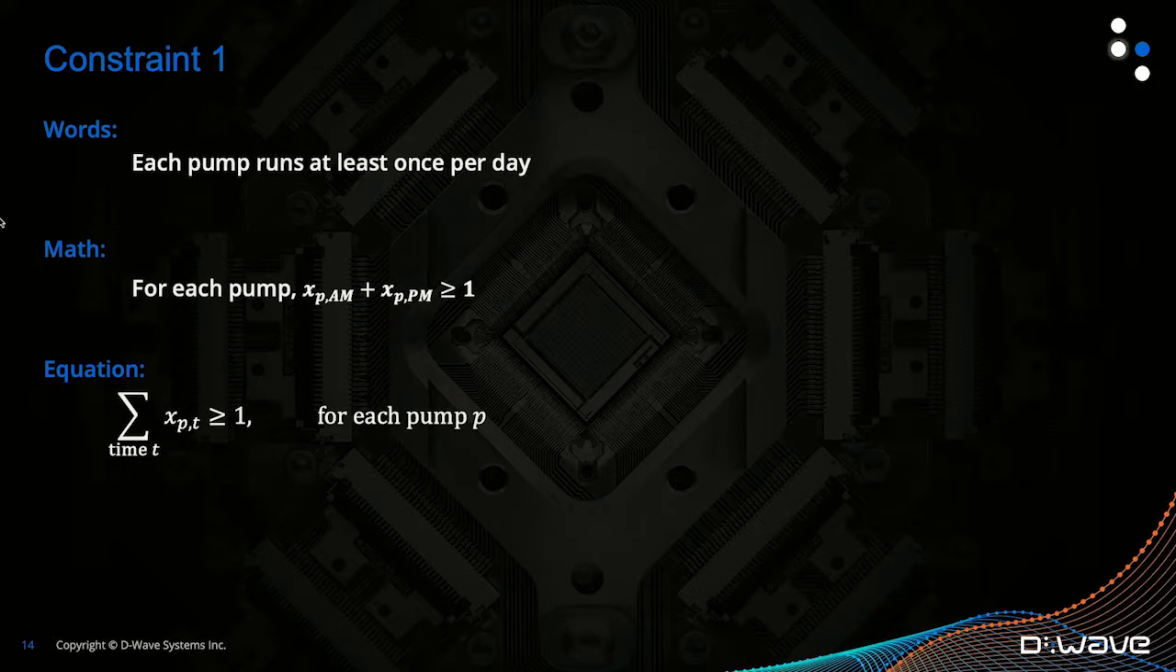And so that's for 1 pump. Now for our math expression, we can just sum up over all of the time slots if we had more than 2, which we just have 2 in this case.